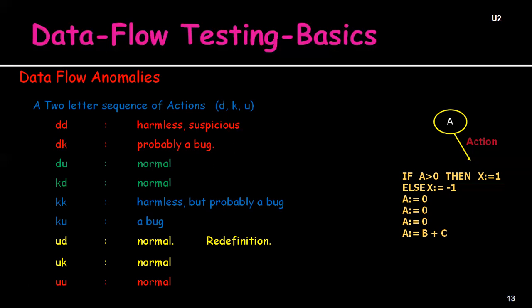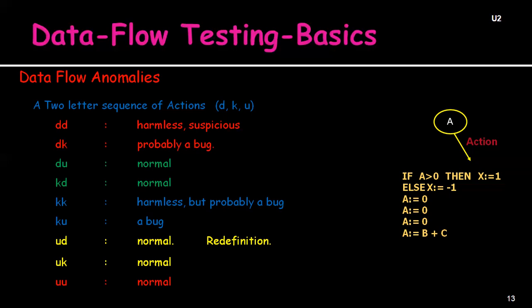Now DK. D means define, K means kill. We are defining, then immediately killing. So there is a probability that it can lead to a bug. There is no use in creating it and killing it immediately. DU is normal. Here DU means the object is defined, then it is used. So we can use the object after defining it. It is the normal case.